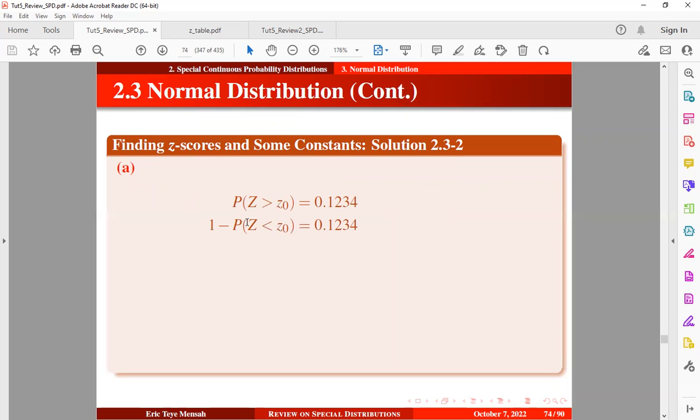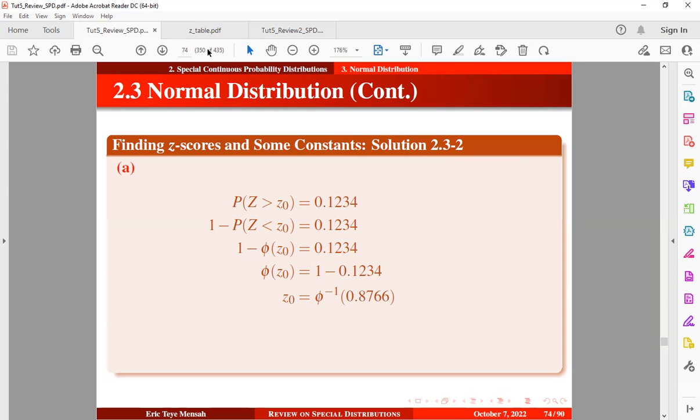We can express this in this form, and this can also be expressed in this form. Once we make this the subject, we obtain this. We take this to this side and this one to the other side. Once you do the subtraction, you obtain this. Now to get this z-score, we take the inverse of the standard normal. How do we get the corresponding z value? We are looking at the z value that has an area of 0.8766.